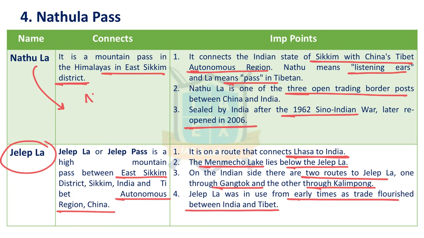There is one more pass that is known as Nakula Pass. This was in use last year. Again, it is also located in the Sikkim region. Nakula Pass is in the Sikkim region. There was a conflict last year near this particular region.